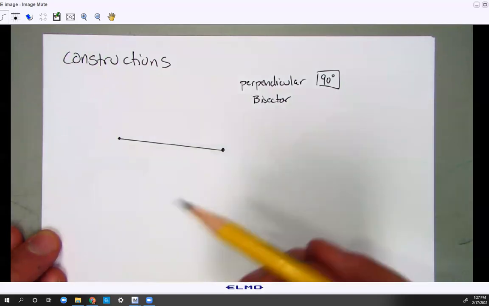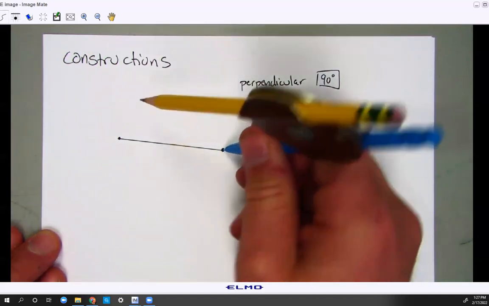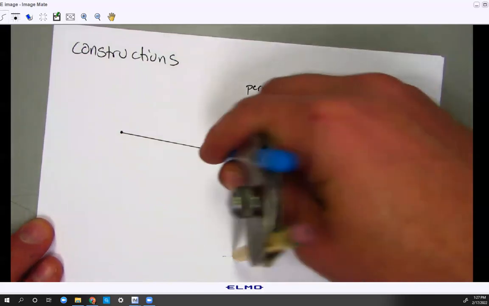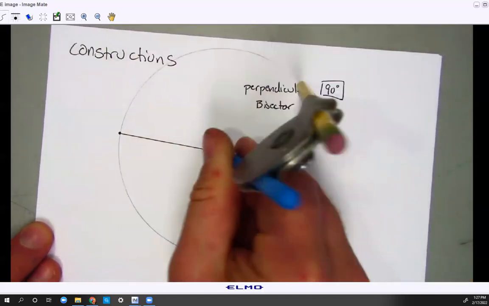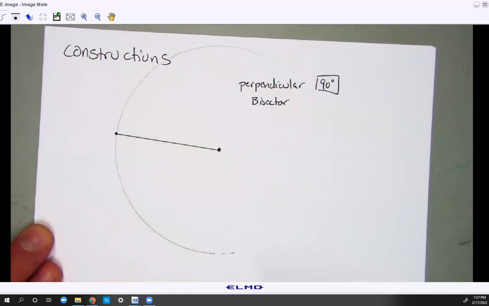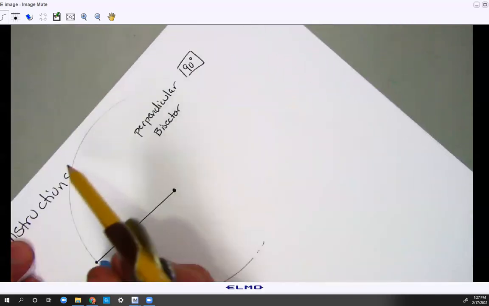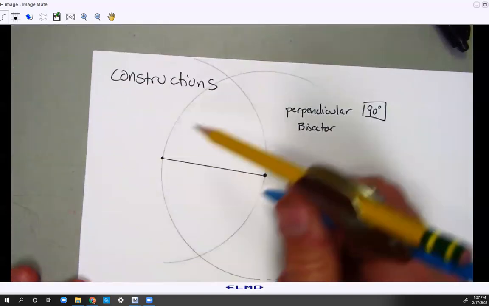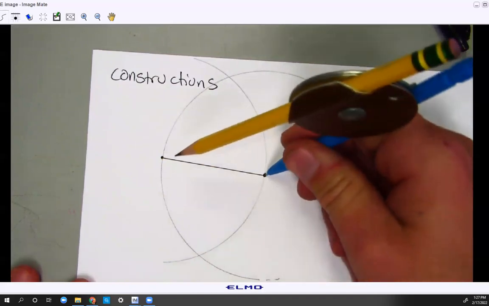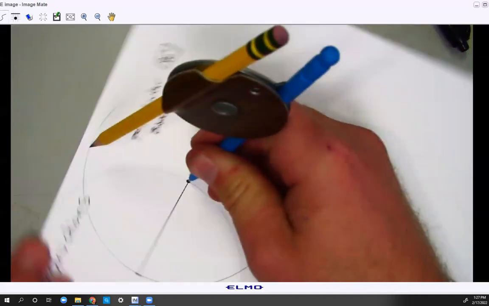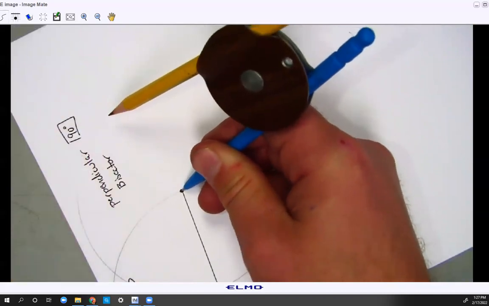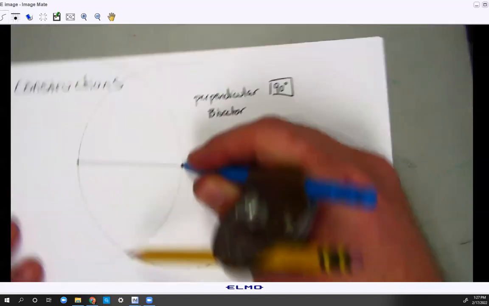So all we have to do is just build a circle with our point on one of the endpoints. And we have to build a circle with our point on the other endpoint. Now, there you go. And when you're using a compass, one of my favorite ways to do it is to turn the paper. Just kind of relax your compass like you're holding a pencil, and you just turn the paper.